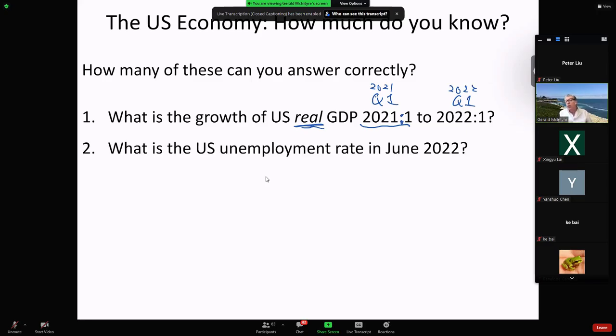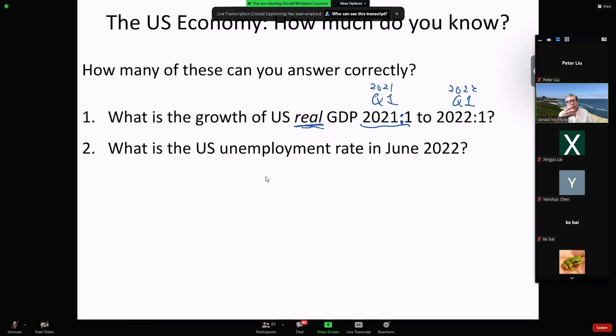Second, what is the US unemployment rate in June of 2022? That's the latest figures we have. We'll have a section on unemployment and how it's calculated. That is a snapshot. What was it in the week of the 12th in June? Remember, we're at July 26th right now. That was 6 weeks ago, but that's the latest data we have on unemployment. What was that rate? Do you have any clue?